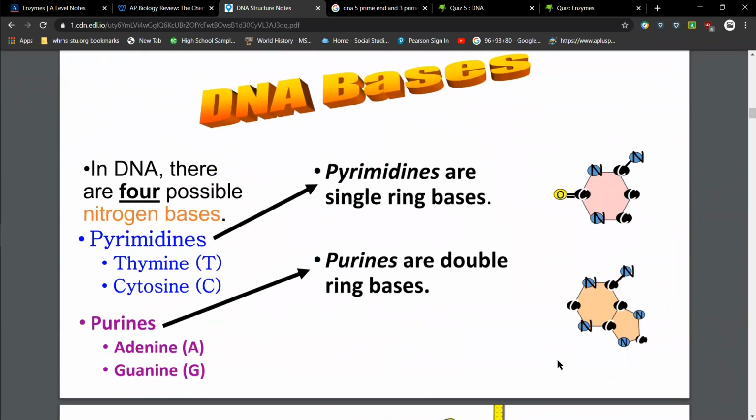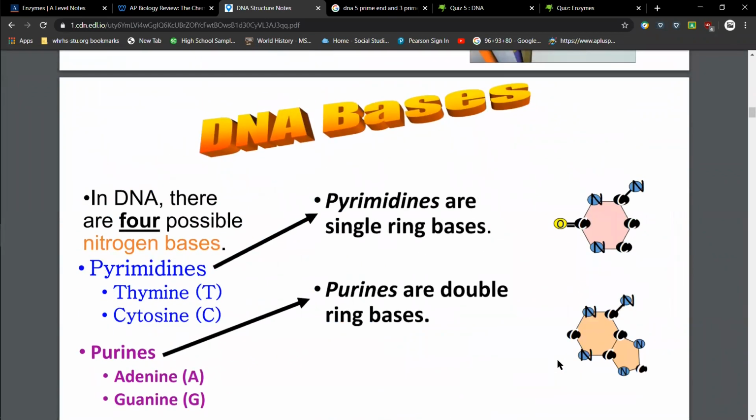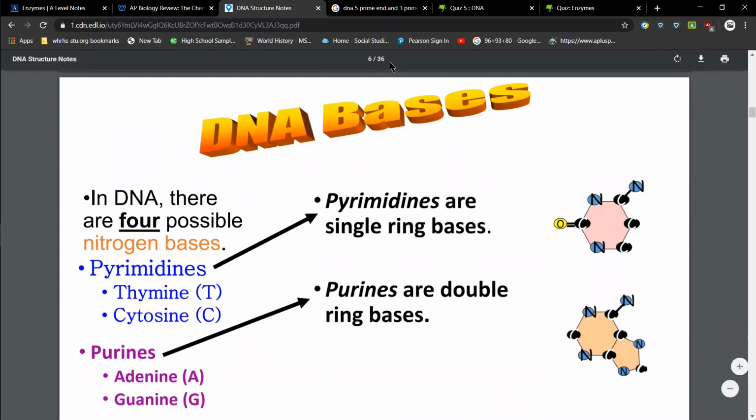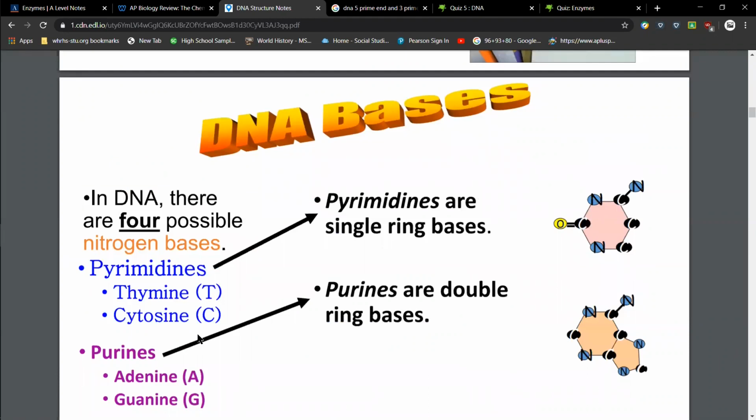There's 4 different bases you guys have to know. They're divided into pyrimidines and purines. Pyrimidines are thymine and cytosine, and purines are adenine and guanine. Thymine is always depicted with a T, cytosine with a C, adenine with an A, and guanine with a G. The difference between pyrimidines and purines is that pyrimidines have a single ring, which you can see here. There's just one ring here. And then purines actually have two rings. And you can see that here. There's two rings.